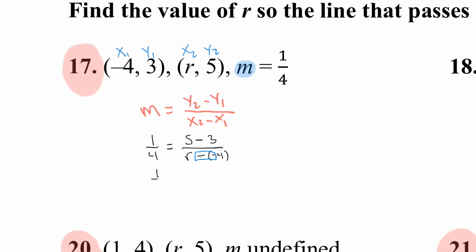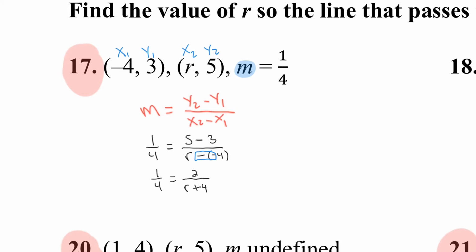So I'm going to put 1/4 here, equals, I'm going to simplify the numerator, 5 minus 3, that's 2. And at the bottom, I'm going to have r plus 4. Double negative turns into positive. So here you have the double negatives, it turns to plus. You have a proportion. You have 2 fractions that are equal to each other. To solve proportions, you're going to cross multiply.